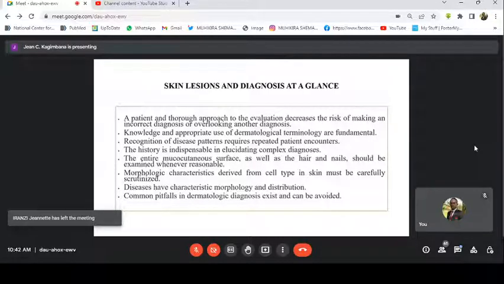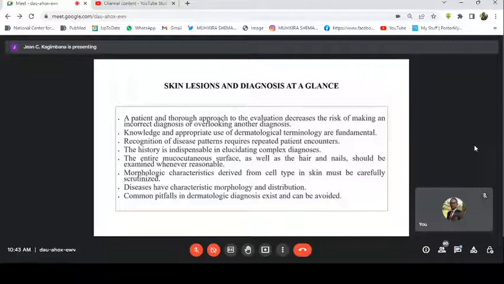Okay? The entire mucocutaneous surface, as well as the hair and nails, should be examined whenever reasonable. There are those skin conditions where the associated nails or mucous membranes are affected. Of course, morphologic characteristics derived from cell types in the skin must be carefully scrutinized. Diseases have characteristic morphology and distribution. I think we will see everything below. Common pitfalls in dermatological diagnosis exist and can be avoided.